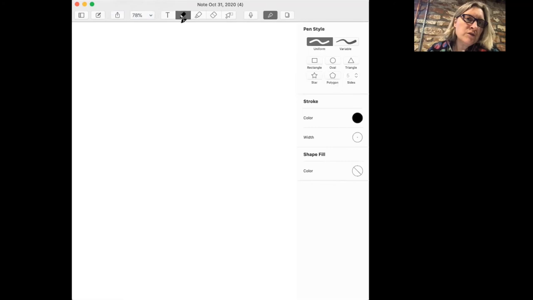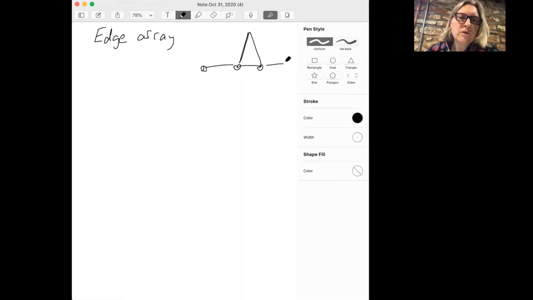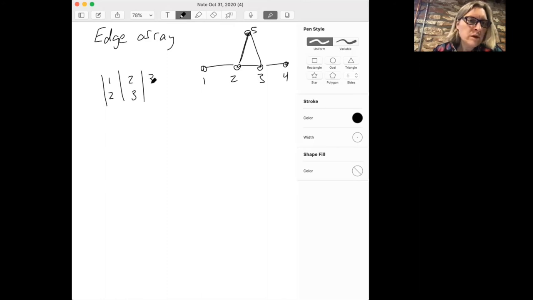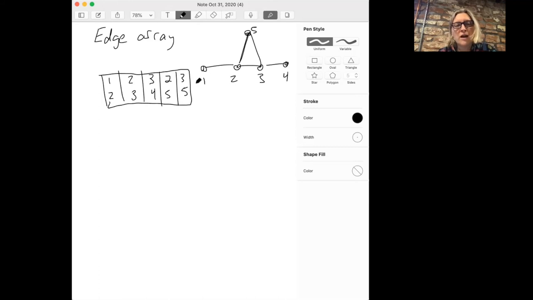All right, so there's another storage structure though, which is, I don't know what this is called, maybe an edge array. And the idea with the edge array is that you just keep track of the edges. So here's our hat graph, 1, 2, 3, 4, 5. And we're gonna just keep track. 1 is connected to 2. 2 is connected to 3. 3 is connected to 4. Well, we also know that 2 is connected to 5, and also that 3 is connected to 5. So this information is another way of storing the structure of this graph.